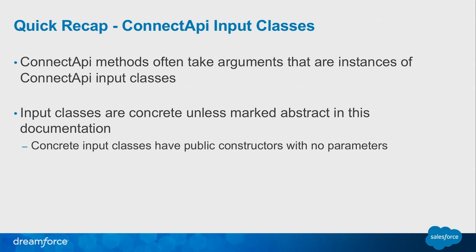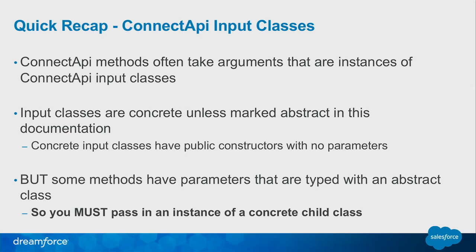It was an instance of that class, even though it's a static method. Input classes are concrete unless marked abstract in the documentation. It's just key to understand that it's all about finding the concrete version of those classes and creating instances of them. And the final piece we talked about: the methods often will require what looks like an abstract class, and you need to find the concrete child class of that in order to actually use it. That can save you some pain from someone who didn't understand that at the start.